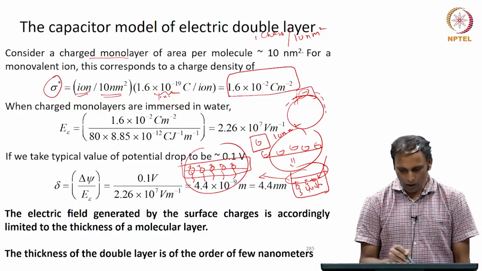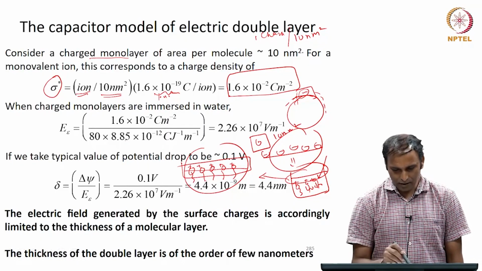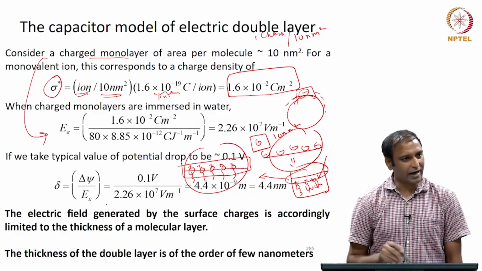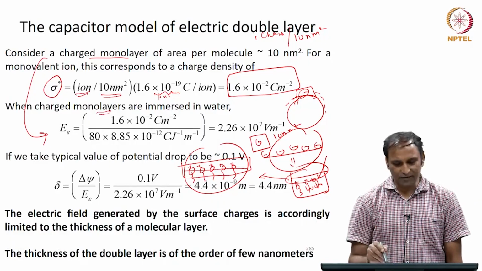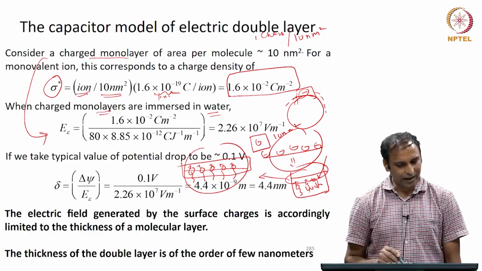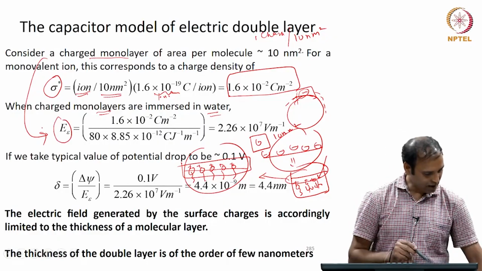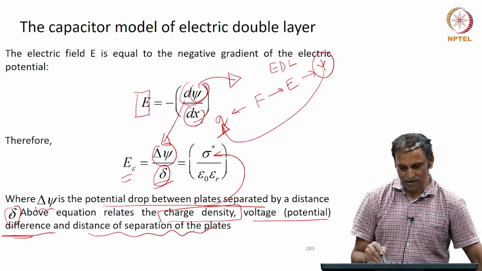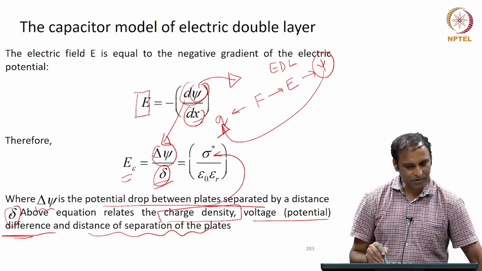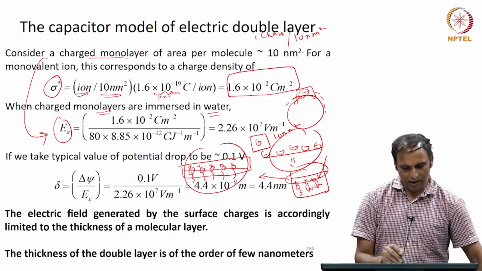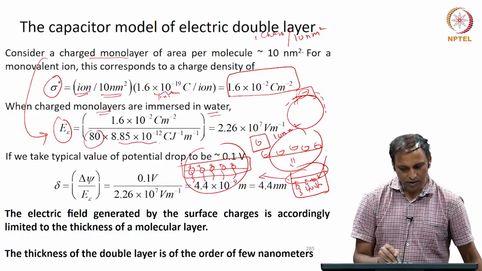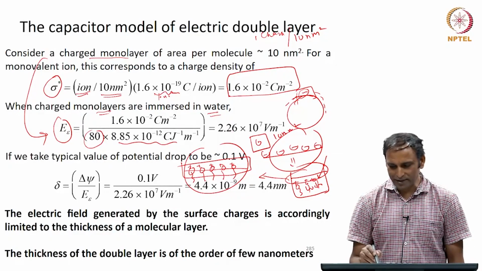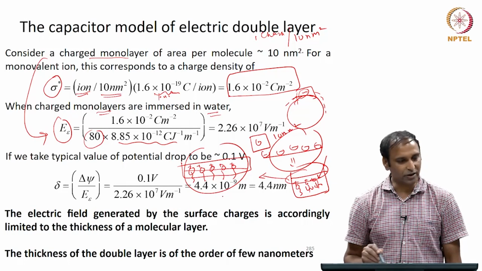Now, if I assume that this charged monolayer is in water, then I can calculate epsilon s. We can go back to this expression. So, epsilon s is essentially sigma star divided by epsilon naught epsilon r. I know sigma star, this is epsilon r, this is epsilon naught. So, I get epsilon s as 2.63 into 10 power 7 volt per meter.